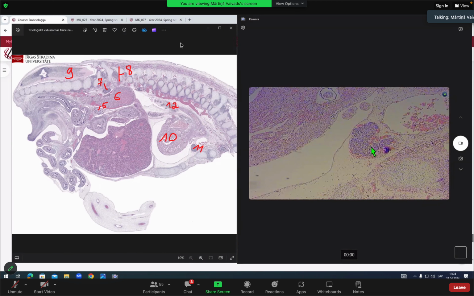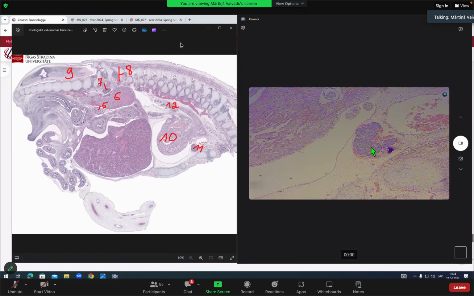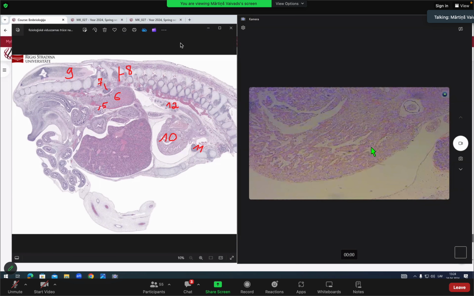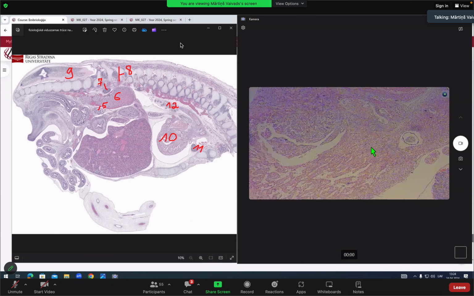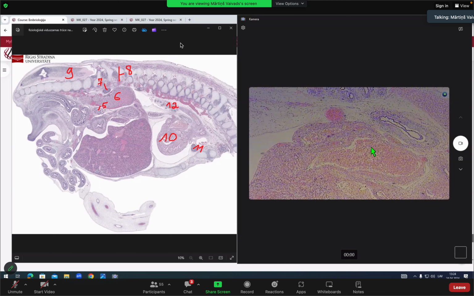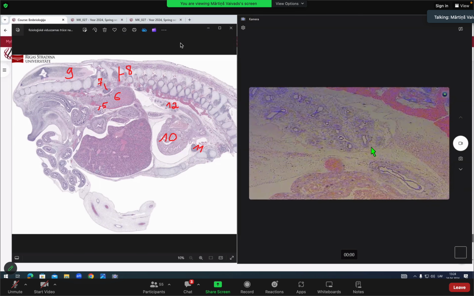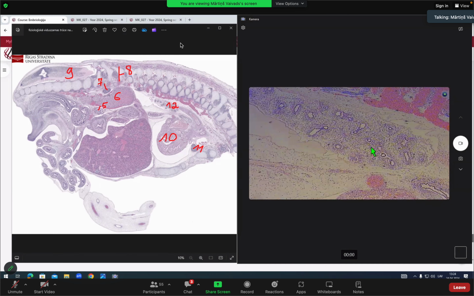And then, if we move in behind the heart, you see mesenchyme tissue. Here you see bronchioles and bronchi developing, lung development in pseudoglandular stage.